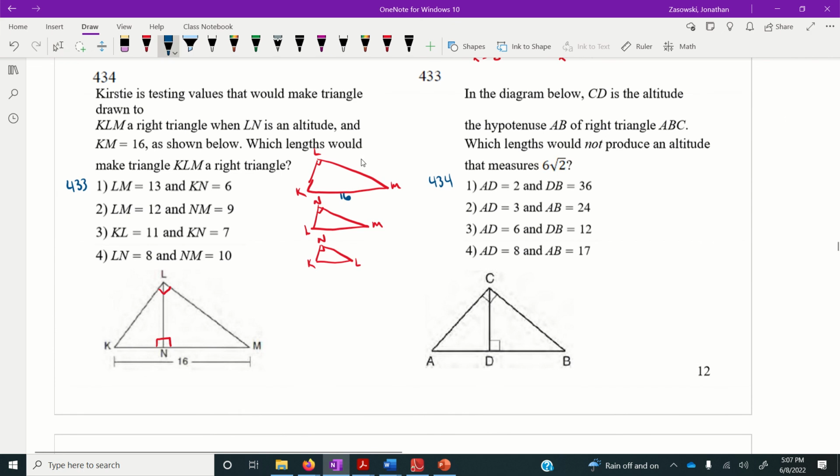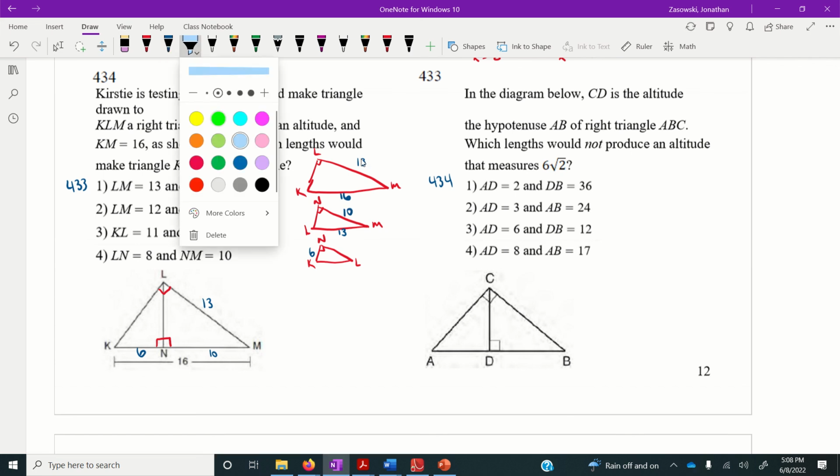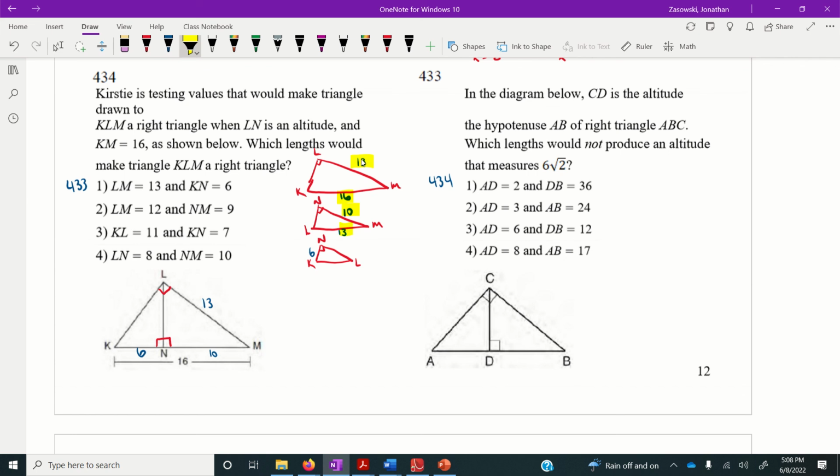So if LM is 13 and KN is 6, okay, does this work? So now remember, we're going to go over to the triangles. Okay, we're going to label this as 13, and that means this side is 13 because this is also LM. And then if KN is 6, that means that NM is 10. And so we can label KN, right? So where's KN? Here's 6. Okay. And then NM is going to be 10. And now we can see that we do have some numbers that are in the same spots. So that means if we create a proportion and we cross multiply, it should work.